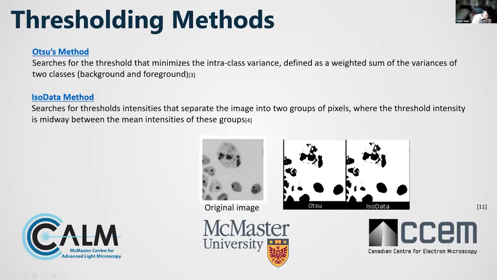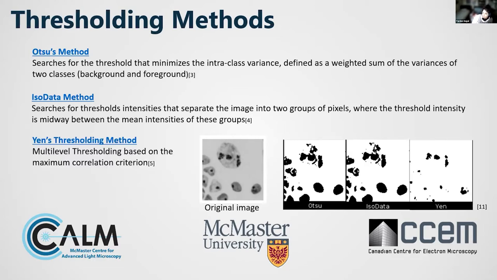There's the ISO method, which also searches for intensities that separate the image into two groups, similar to the background and foreground. Here the threshold intensity is midway between the mean intensities. So you can see the example as well here.